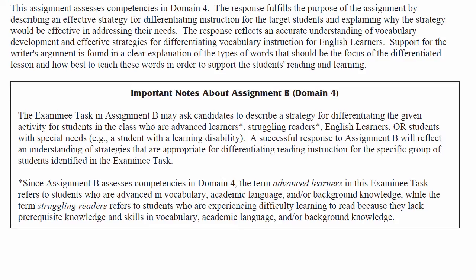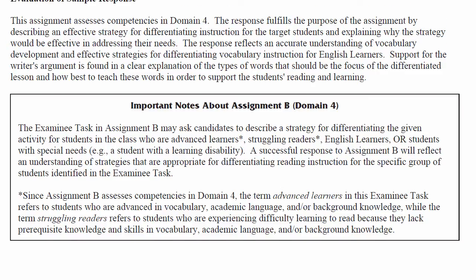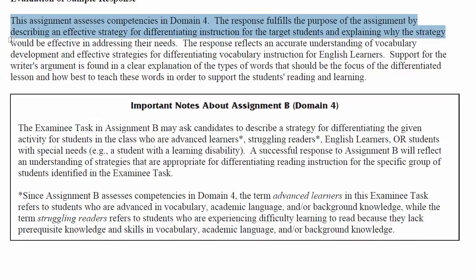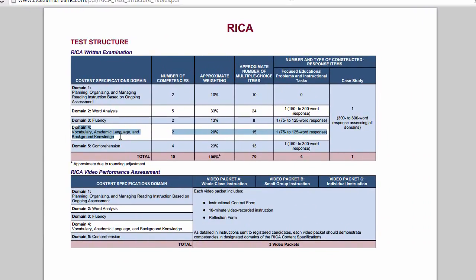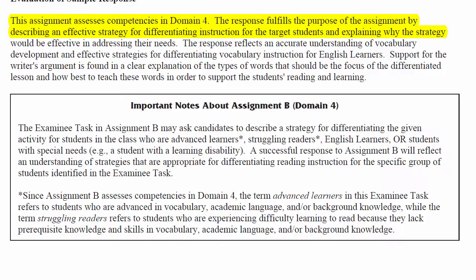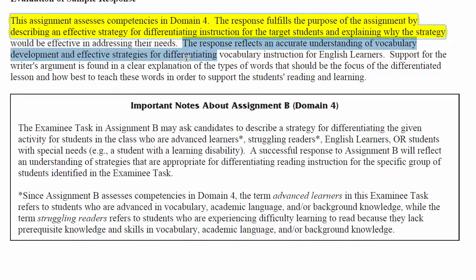Let's take a look at some of the other notes in here that you may not have read if you downloaded the test. It says this assignment assesses competencies in Domain 4, and as I told you, in the structure of the test, that's how I knew it. It's by looking at this chart that I get that information. The response fulfills the purpose of the assignment by describing an effective strategy for differentiating instruction for the target students and explaining why the strategy would be effective in addressing their needs.